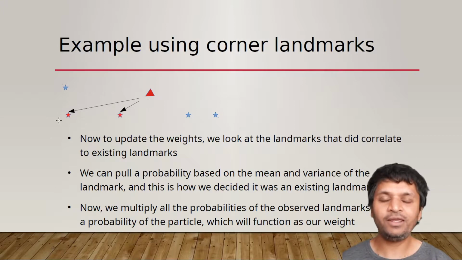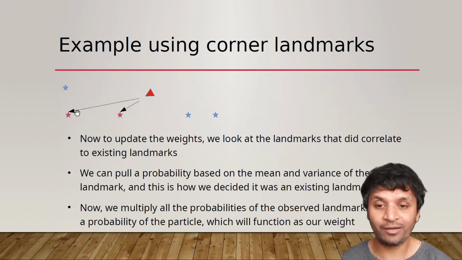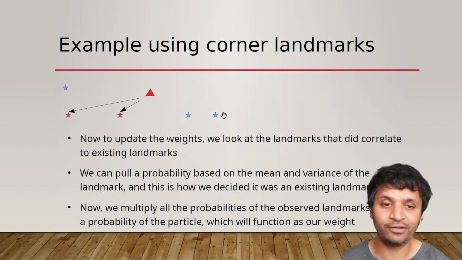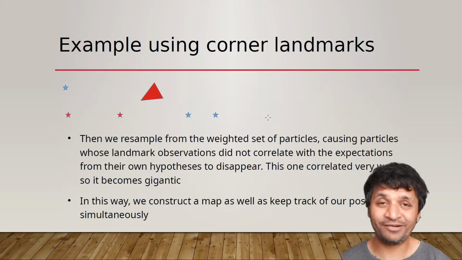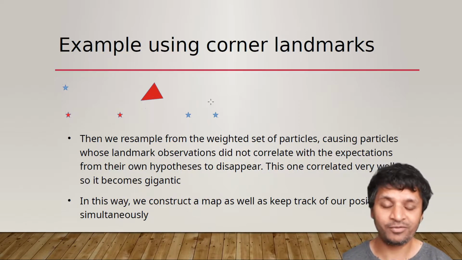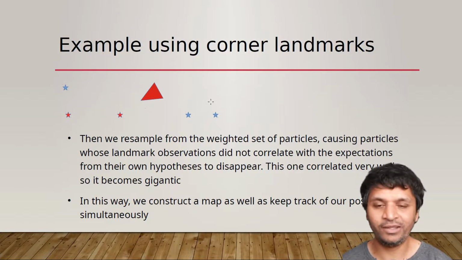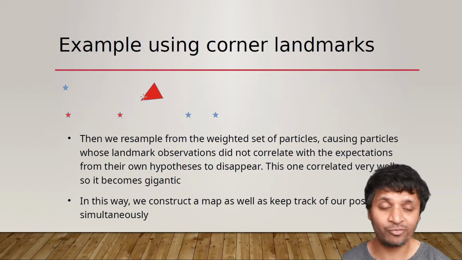If we have multiple particles, each of them is going to end up with different probabilities of their map being true, based on where they think the observation is. Once we've got all our weights, we can resample. This one we found that the landmarks correlated really well, so we end up with quite a big particle. Maybe some other ones didn't correlate particularly well, so we get very small particles. When we resample, we're very likely to sample this one multiple times, and we end up with lots of particles on the same spot, which will disperse because of the motion model.